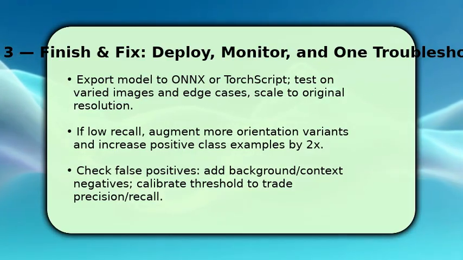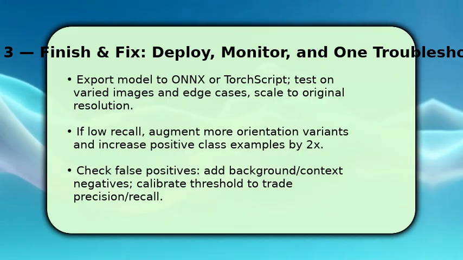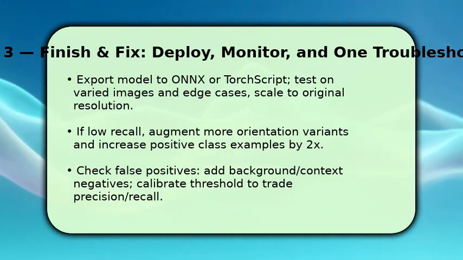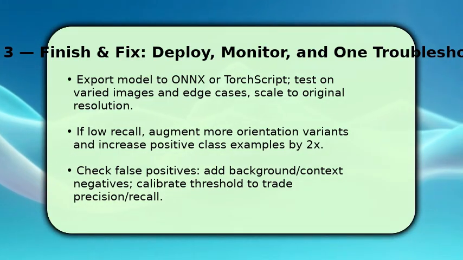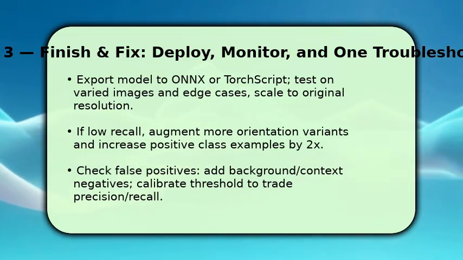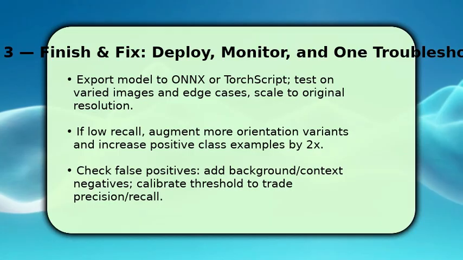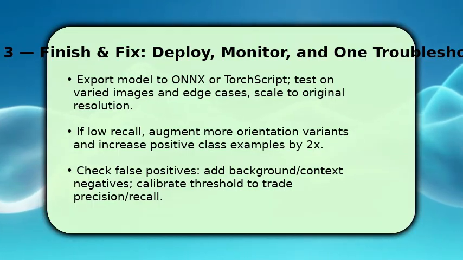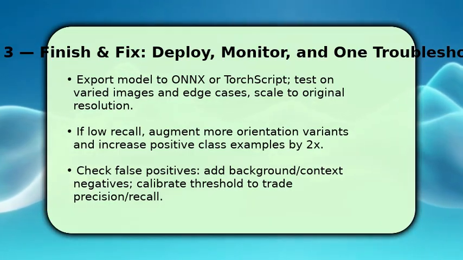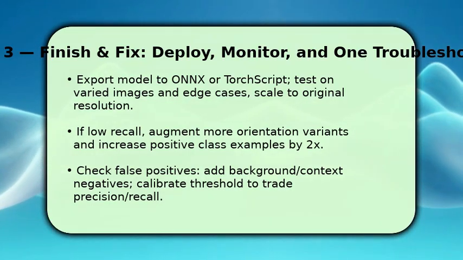If recall is low, you should add more portrait samples and augment orientation variants until recall improves. Aim to double positive examples if needed. If false positives persist, inject more negative context samples and tune the decision threshold to balance precision versus recall. If results still fail, re-examine normalization and ensure training and inference pipelines use identical preprocessing.